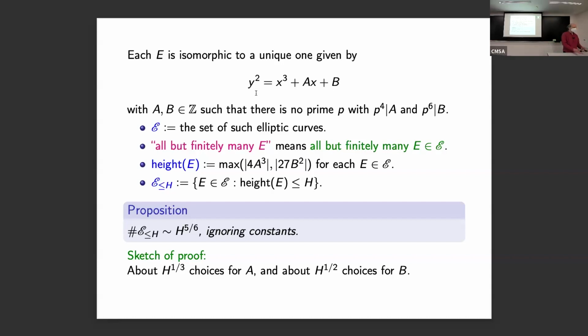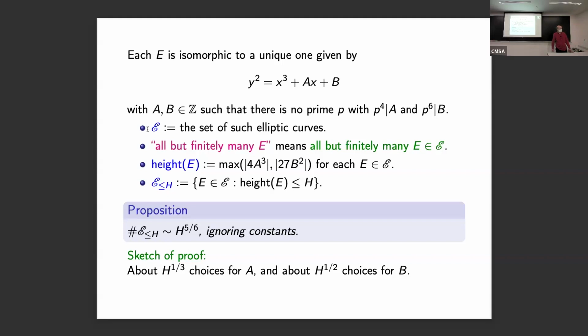One way to fix a representative of each isomorphism class is to assume that you cannot do any more. You've already undone any of these possible scalings. So there's no prime whose 4th power divides A and simultaneously whose 6th power divides B. It's like putting the curve in some kind of minimal form. So we'll call this curly E the set of all such curves, and that's some countable set of curves.